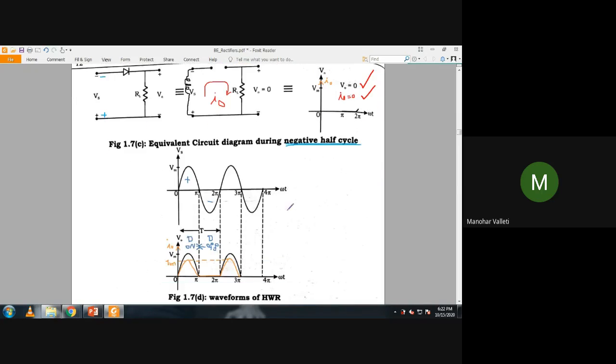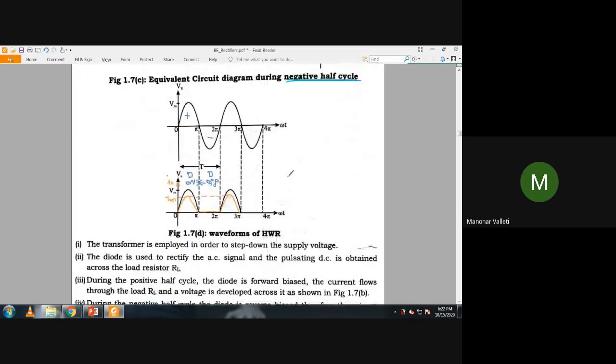Putting these two pieces of information in the waveform, during the positive half cycle the diode will be on, and the output voltage and current waveforms are shown here. This is the positive half cycle. From pi to 2 pi, that is the negative half cycle, the diode will be off and the output will be 0. The same continues during the consecutive cycles. So this is the waveform.